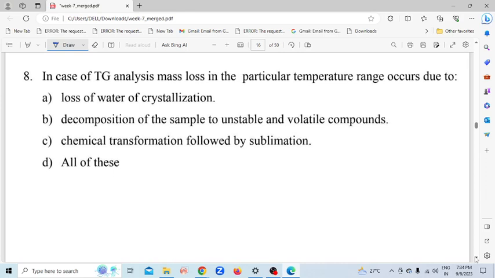Question number 8. In case of TGA analysis, mass loss in a particular temperature range occurs due to loss of water of crystallization, decomposition of sample due to unstable and volatile compound, or chemical transformation followed by sublimation. I think all options are correct. So D will be the right answer.